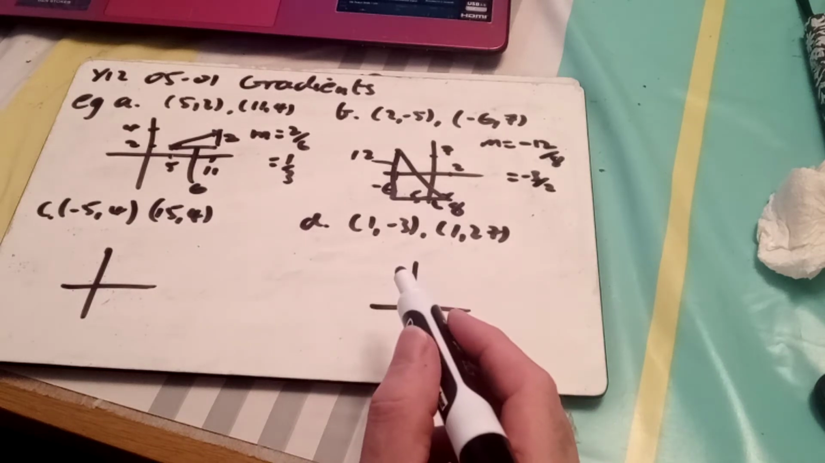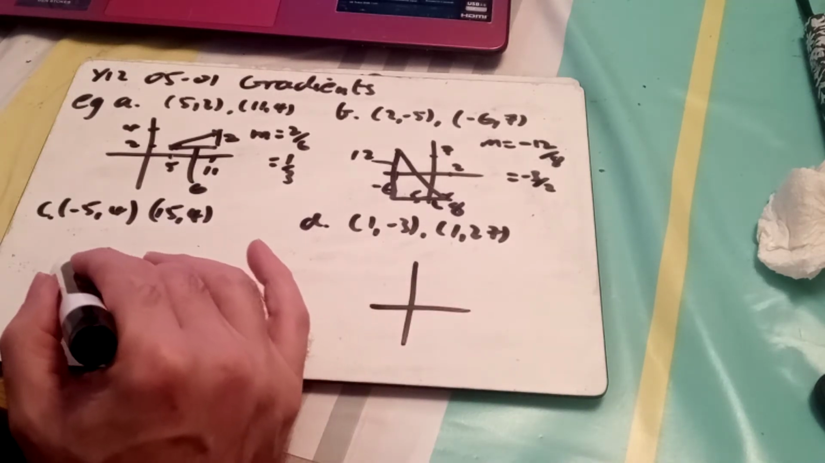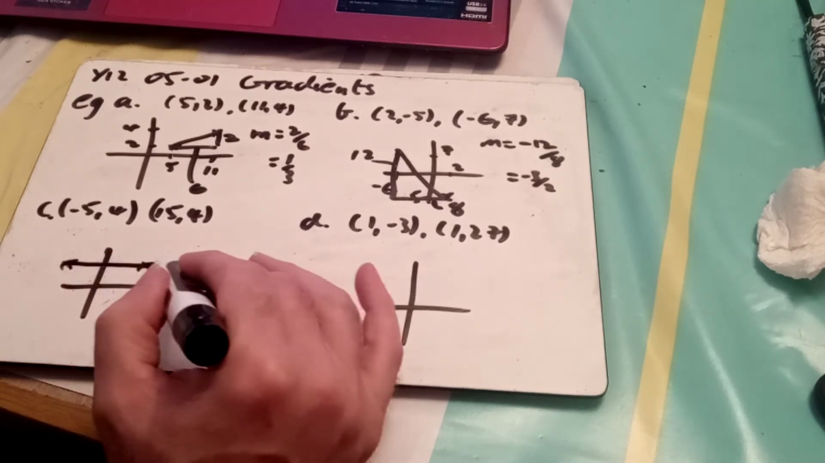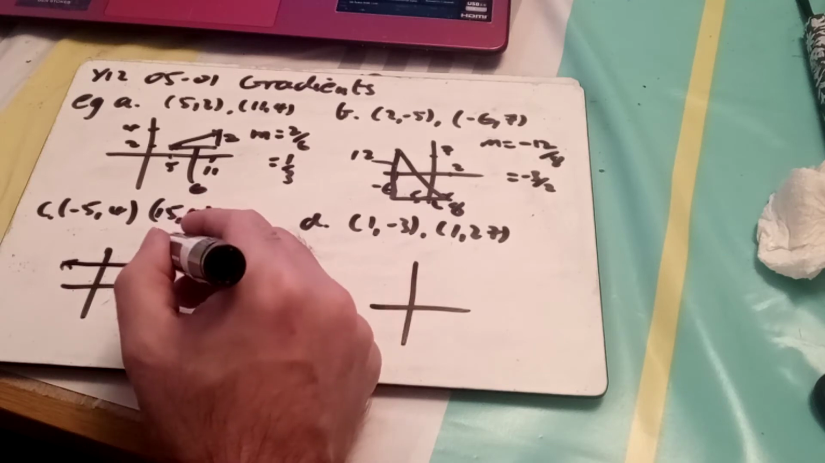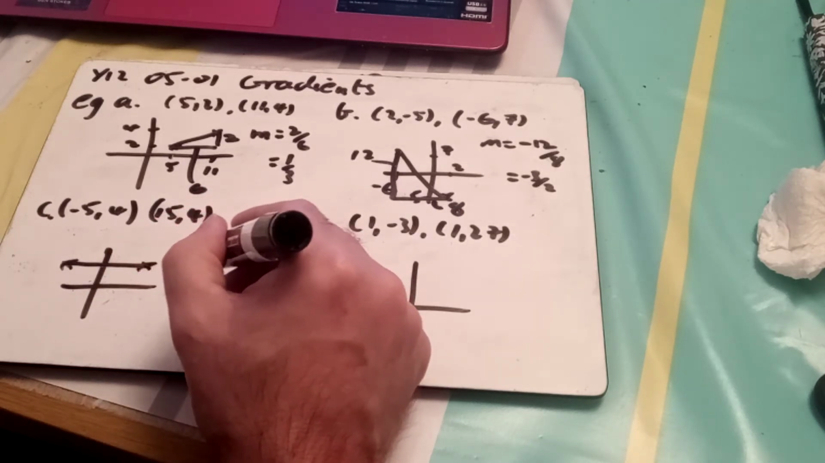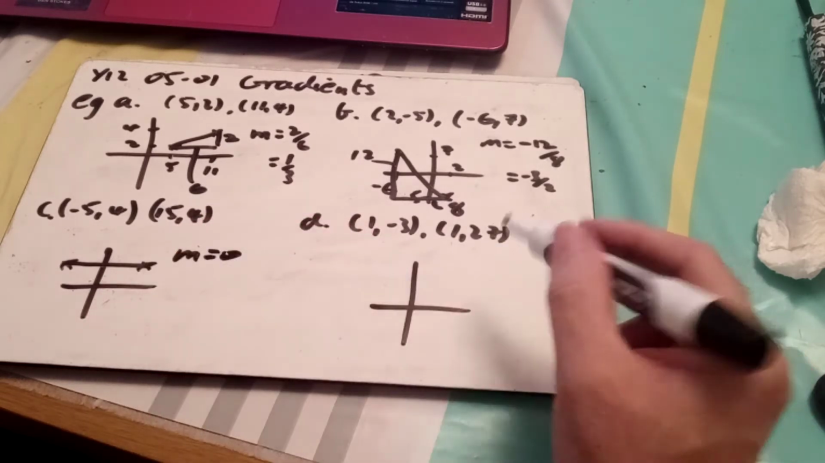A couple of special cases here to be aware of. Minus 5, 4 to 15, 4. Well, all I'm going to do is plot them there and there. Minus 5 to 15, the 4, because y equals 4 is the equation. So y equals 4 is the equation, but the gradient is 0.